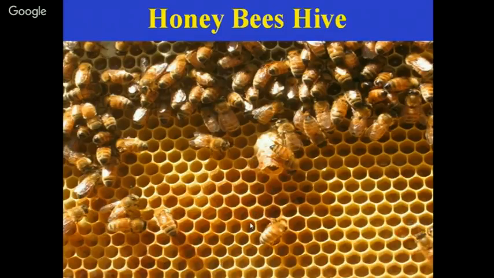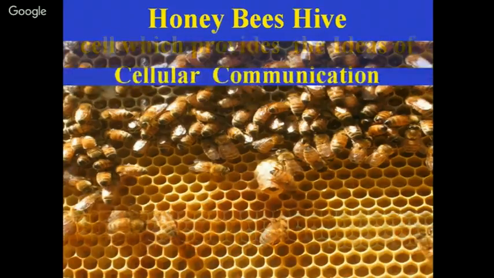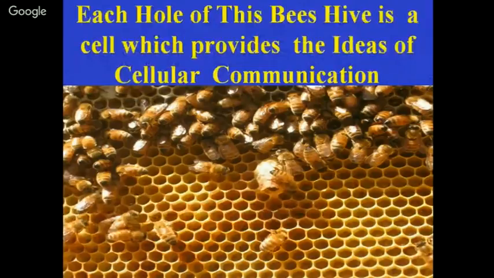Under her direction, they have developed a large colony, purely hexagonal in nature. Unless the angle is 120 degrees, you cannot make a hexagon. But they have created not only the angle, but all the cells are of equal size. So the honeybees have given some idea, or we have taken some idea from them, to develop our cellular communications.